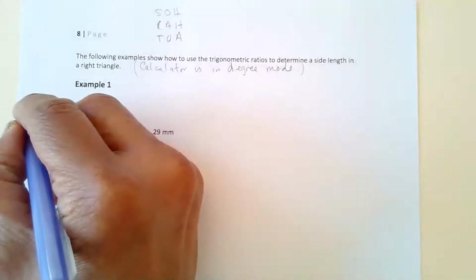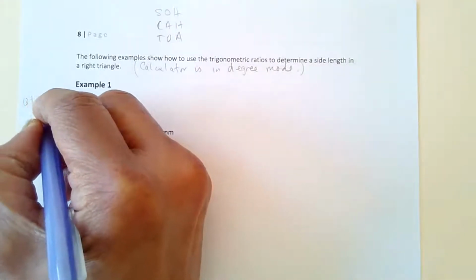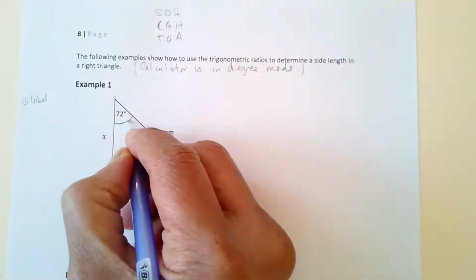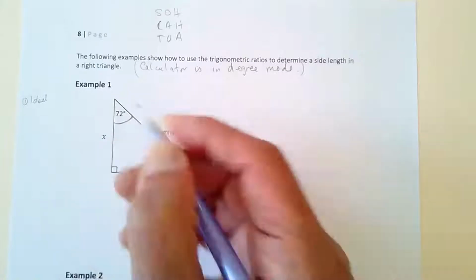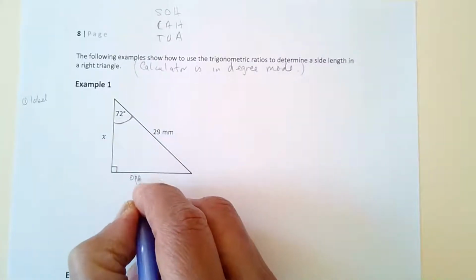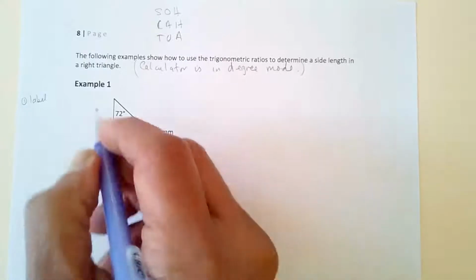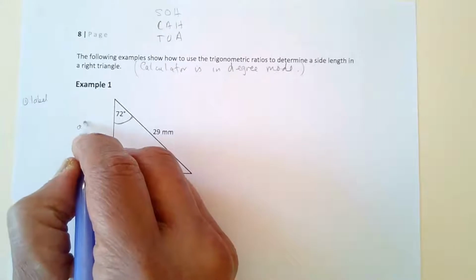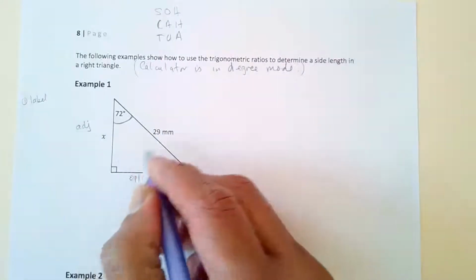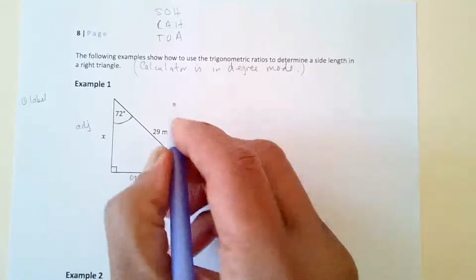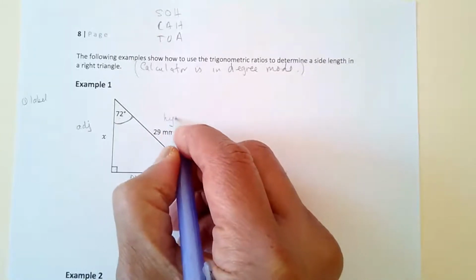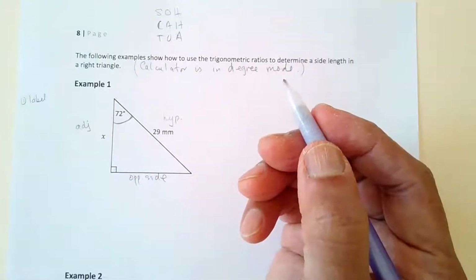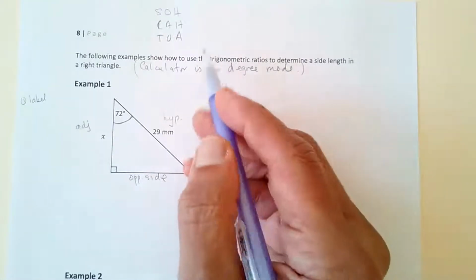So step 1, label the sides of the triangle. Using the reference angle, this will be my opposite side. The side adjacent to the reference angle is the adjacent side. And the longest side, or the side opposite the 90 degree angle, is the hypotenuse. By labeling it, it will help me determine which one of the trig ratios I should use.